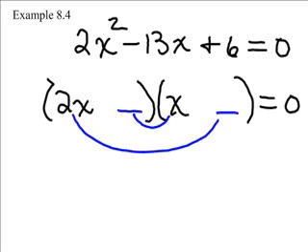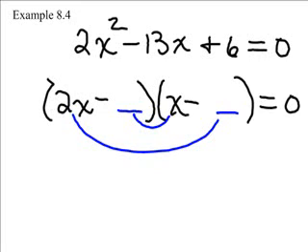Now, since the 6 is positive, I know that the signs inside the binomials are going to be the same. And since these outers and inners are adding up to a negative 13x, I know that these signs are both negative. So at least I can write that much in. I'm just going to start guessing. There's only two pairs of numbers that multiply to 6. It's either 2 times 3 or 6 times 1. I'm going to try 2 times 3.